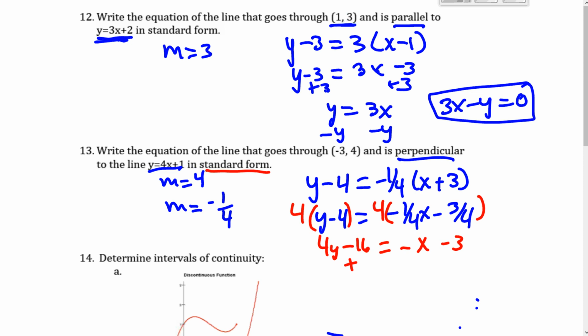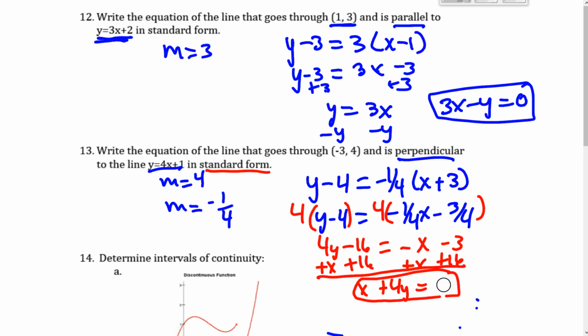Now I can go ahead and put my x's and y's on the same side. So I get x plus 4y equals 13. It looks like it'd be 13.